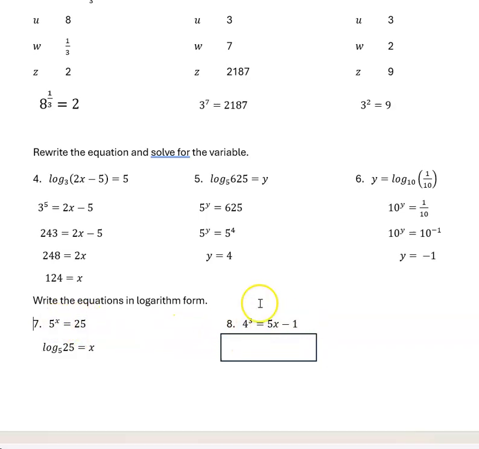And I already showed you how to solve that up here, but if I wanted to just rewrite it, my base is 4, my power is 3, and it equals 5x minus 1. So it looks like this. Log base 4 of 5x minus 1 equals 3.